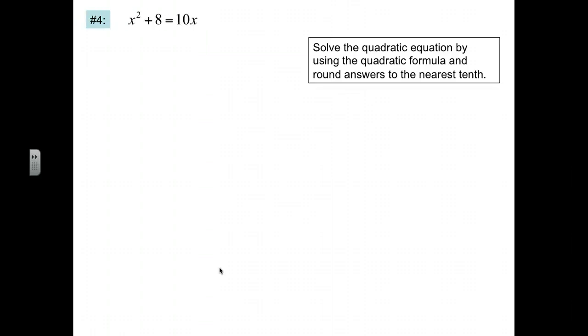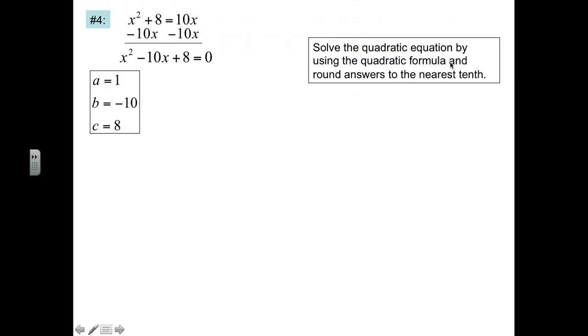Example 4, is this in the form ax squared plus bx plus c equals 0? Nope. So I want to make this equal to that form. So what I'm going to do is minus 10 on both sides, and I'm left with x squared minus 10x plus 8 equals 0. And I'm looking for nearest tenth. So what's my a, what's my b, and what's my c? There you go, my quadratic formula.